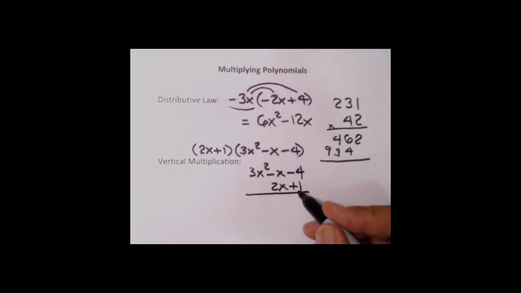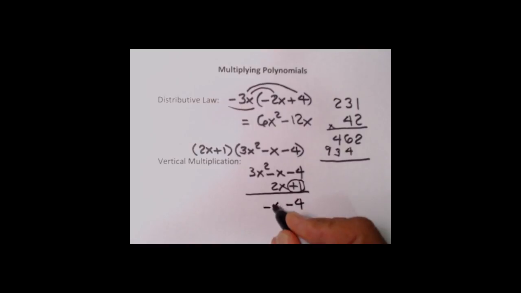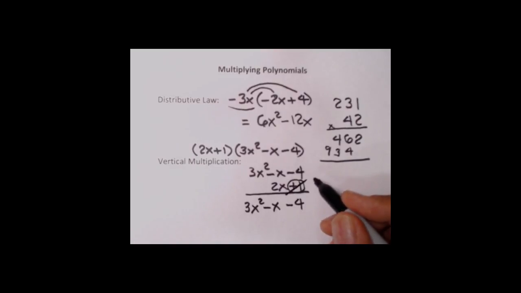Now, multiply first by the rightmost term, plus 1. Well, that's easy to multiply by. Plus 1 times negative 4 is negative 4. Plus 1 times negative x is simply negative x. Plus 1 times 3x squared is just 3x squared. Okay, now we've multiplied everybody by that first term on the right.